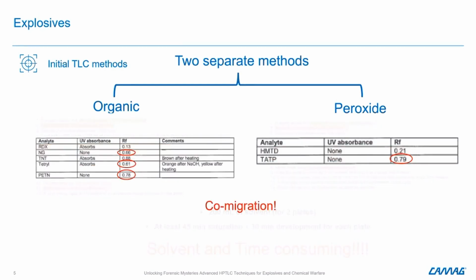If now we look at the result and the RF values, we see that the nitroglycerin and the tetryl are quite close, and the PETN and the TATP are co-migrating. So here we see that the method was already not really good in TLC.